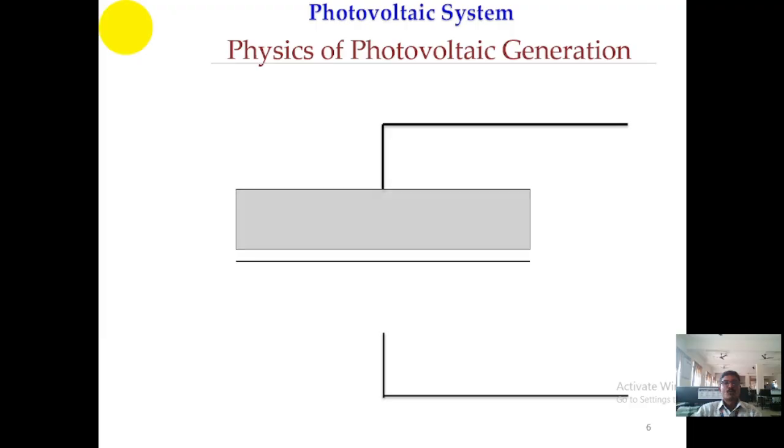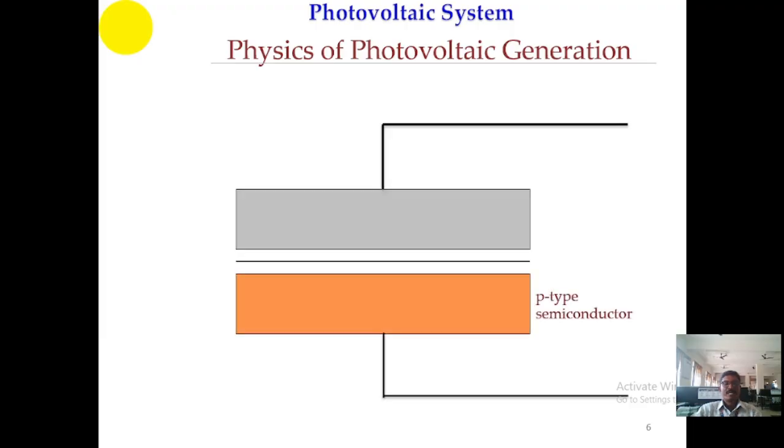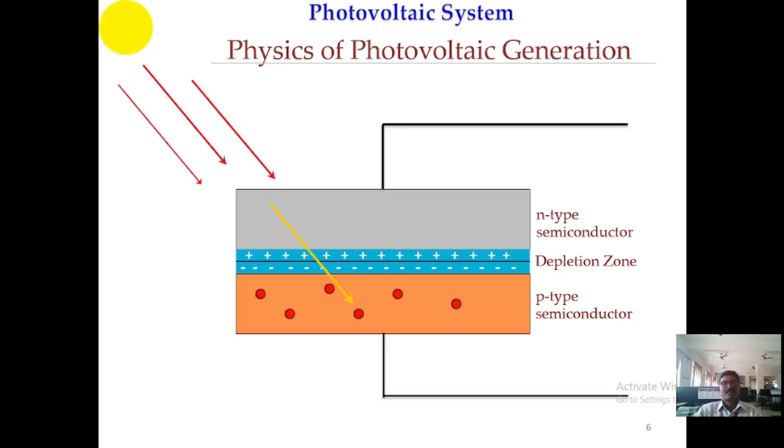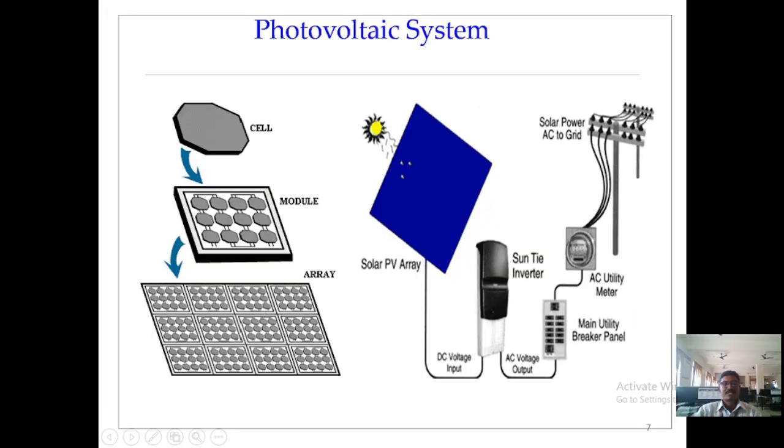The first one is the photovoltaic system. The photovoltaic system uses P and N type semiconductor material as a PV cell. The PV cell directly converts light energy to electrical energy. It is a direct conversion from the photovoltaic cell. It has both N type semiconductor and P type semiconductor, that is, a PN junction.